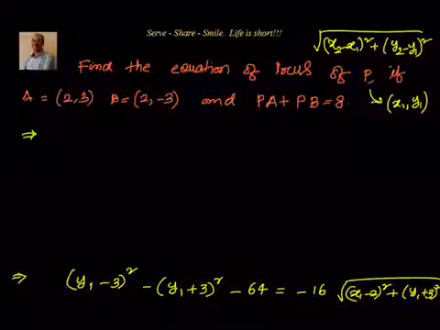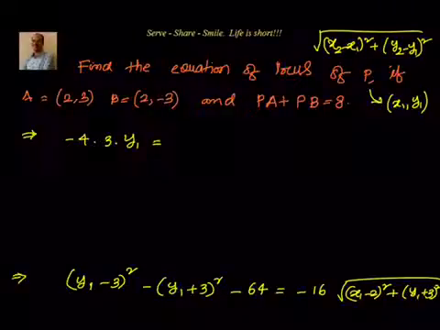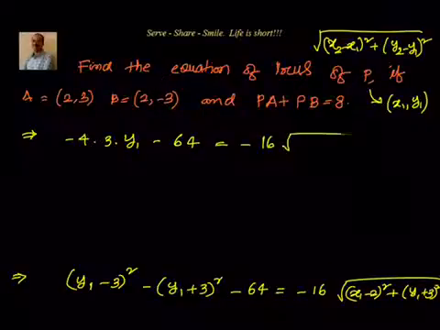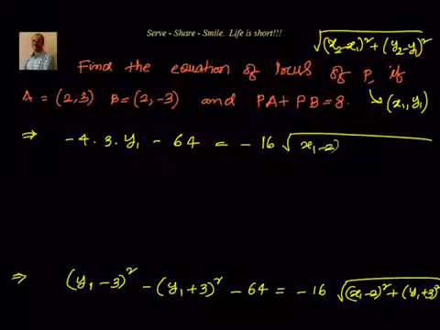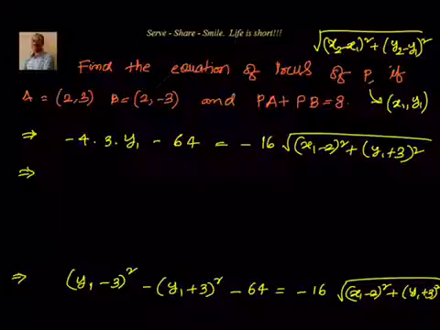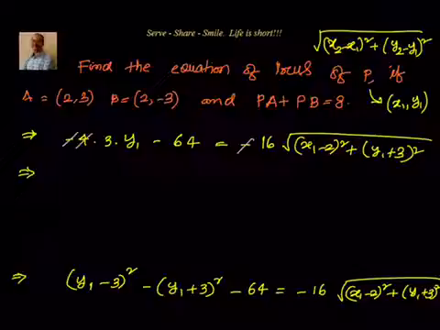So can I write it as minus 4ab minus 4 into a is 3 into b equal to y1 minus 4ab. After that we have minus 64 is equal to minus of 16 into square root of (x1 minus 2) whole square plus (y1 plus 3) whole square. Now let's square it on both sides. Before that we can cancel. Let us see what I can cancel. I can cancel minus minus. I can cancel 4 times, 4 will go 4 times.